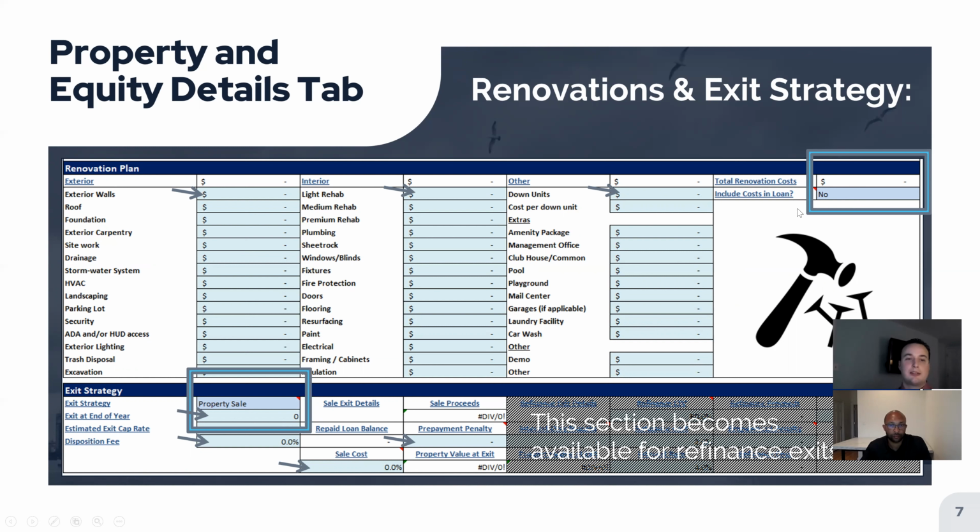Then when you get to exiting the property, at the end of the day, we want to exit this property so we can get our investors their returns. You're going to have to pick between selling the property or refinancing the property, and you're going to want to pick that drop down depending on what you want to do. You're also going to want to pick a time frame. So you're going to hold on to the property for 4 years, 5 years, 6 years, 2 years, whatever your investment time frame is, that's what you put down in that exit year.